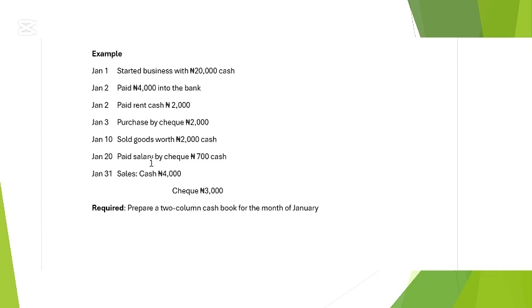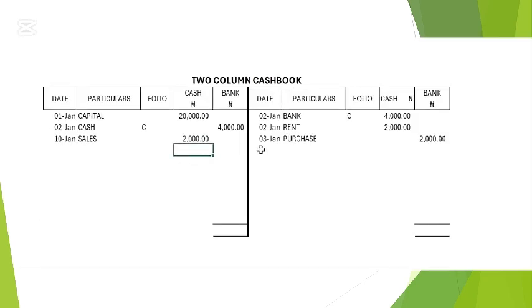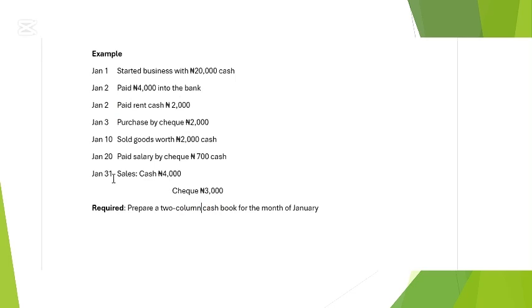So the 20th, paid salary. This amount was paid by check, which is bank. The pay is going out, so it's going out of the cash book. On the 20th of 1, the narration was salary. How much was that? 700. It came out from the bank account.